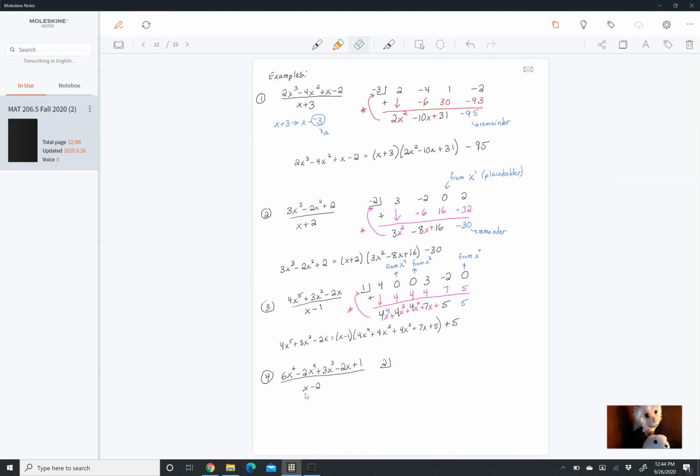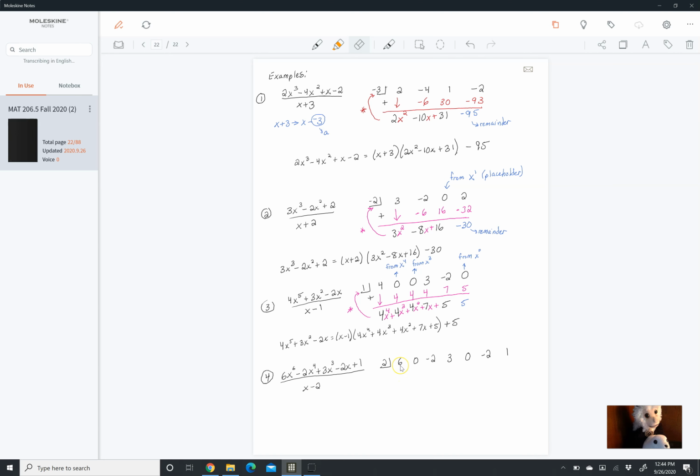So at this point, pause. Do it yourself. Okay, so then in the top, we put our coefficients. So double check. Okay, we're skipping numbers. So we have a 6 from the x to the 6th. There is no x to the 5th, so we have to put a 0. Then we have a negative 2 from x to the 4th. A 3 from x cubed. There is no x squared, so we need a 0. Then we have negative 2 from x to the 1st. And 1 from x to the 0.